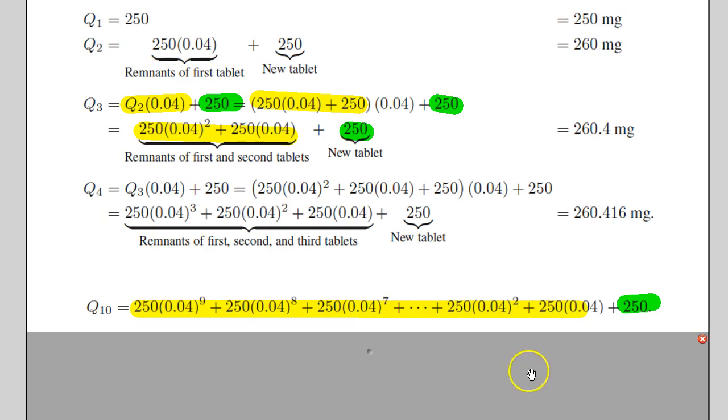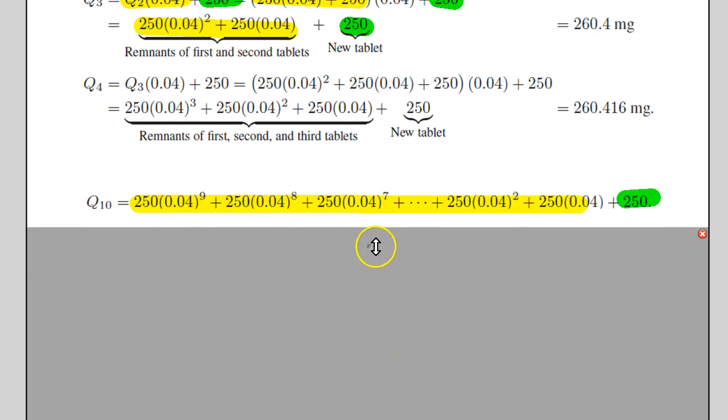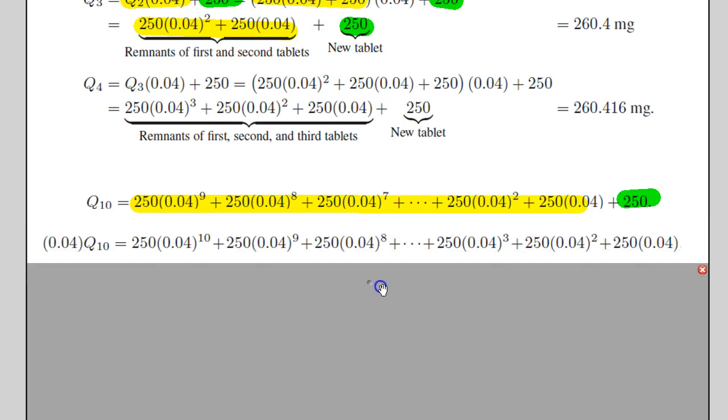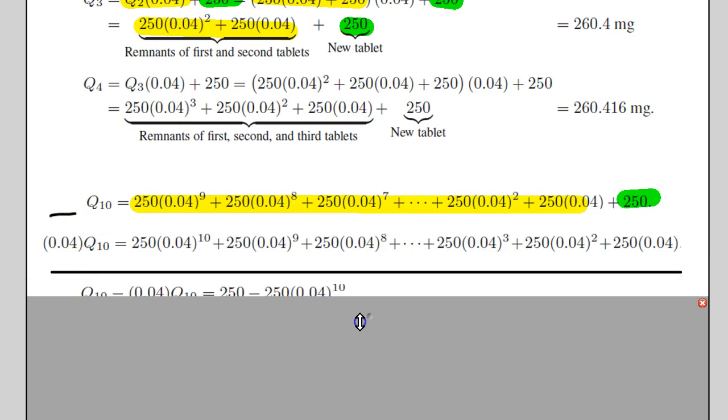So let's see if we can come up with a general term for this sequence, which is actually a sum of sequence values. Let's say I multiply the 10th term by that multiplier 0.04, or 4%. When I do that, the exponent in each of the terms of 0.04 increases by 1. And let's say I subtract these two values. I actually take this and subtract it from this value.